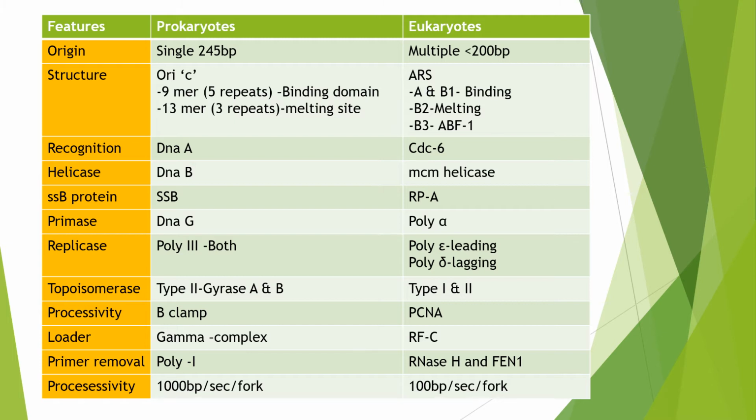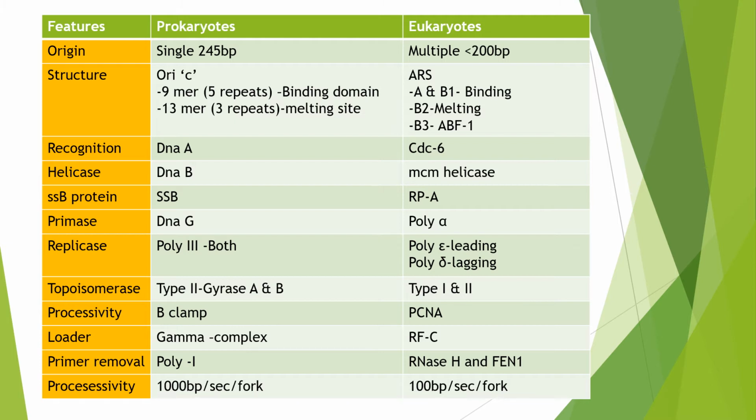The second feature is recognition. These ORI sites are recognized by different sets of proteins in prokaryotes and eukaryotes. In prokaryotes we call it the DNA A protein, and in eukaryotes it is the CDC6 protein, which binds at the S phase of the cell cycle. After recognition, we need to separate the two strands, and that is done by the enzyme helicase. Helicases break the hydrogen bonds between the two strands. Helicase in prokaryotes is encoded by the DNA B gene, and in eukaryotes it is called MCM helicase.